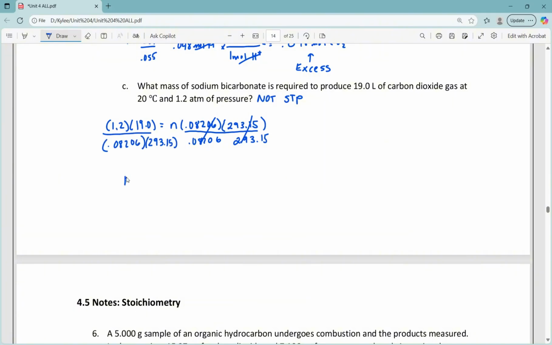itself. So I get N equals 0.947, and technically I should only keep one digit because this 20 degrees, if they wanted me to keep more, they should have written it as 20.0. But since they only wrote it as 20, I should only technically keep one significant digit, which is going to make our math here a little bit weird, but we're going to do the problem as intended. I get 0.9 moles. Now, this is going to be a 1-to-1 ratio.